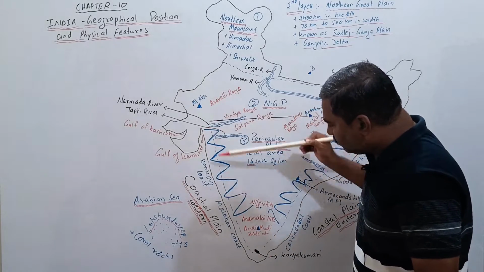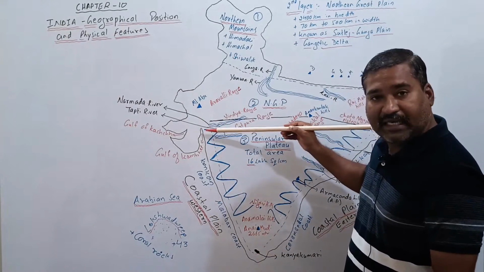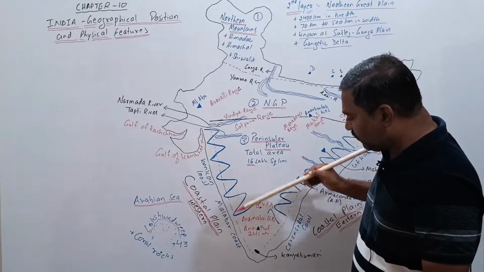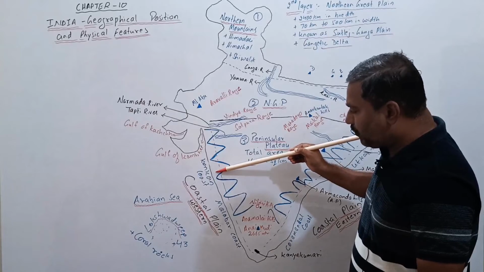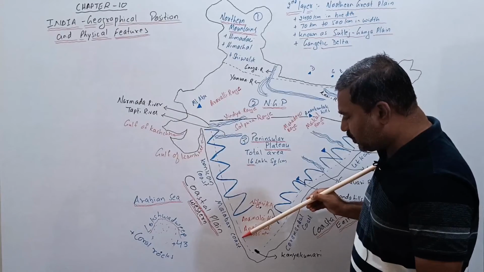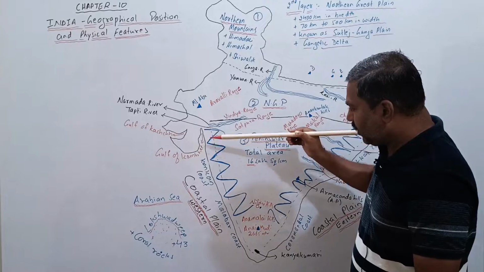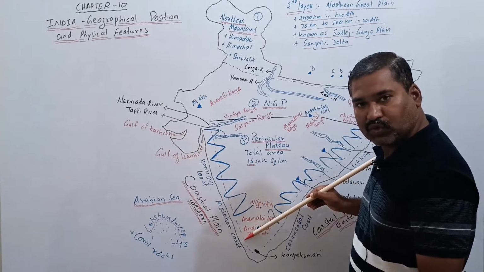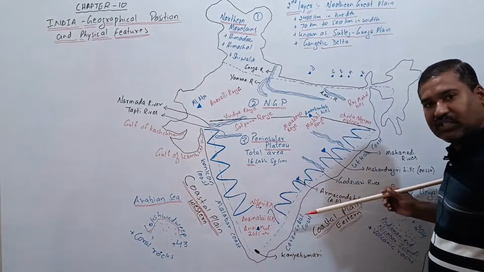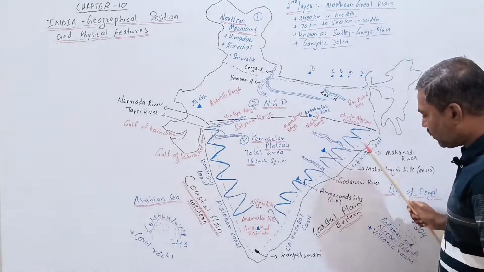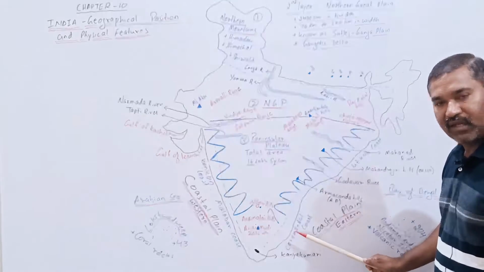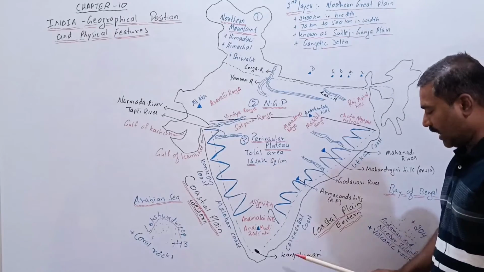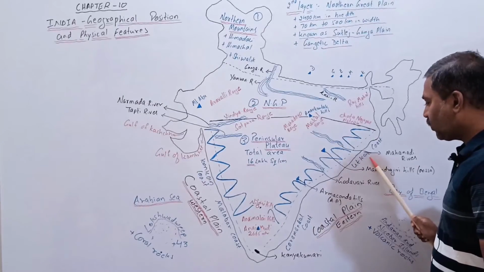The Western Ghats lie between two coasts. The upper portion is called the Konkan coast, and the lower portion is called the Malabar coast. And the Eastern Ghats are again divided between two coasts. They lie between the Coromandel coast and the Utkal coast.